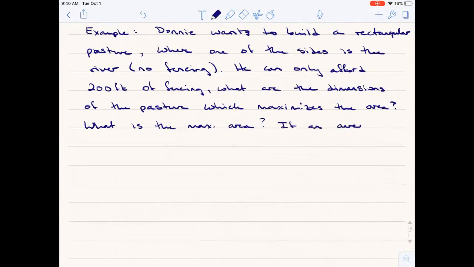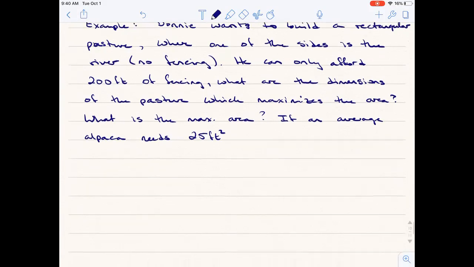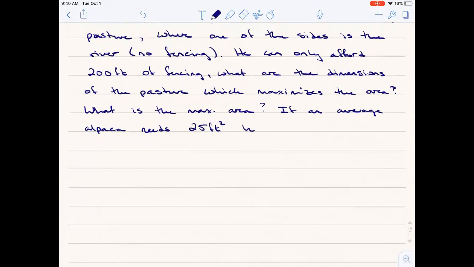If an average alpaca needs 25 square feet, how many alpacas can he have? How many alpacas can he buy?